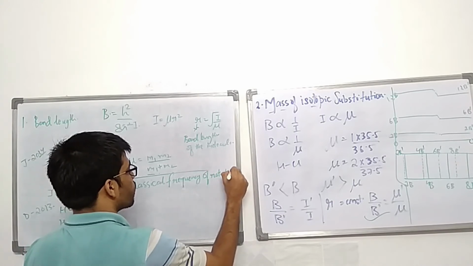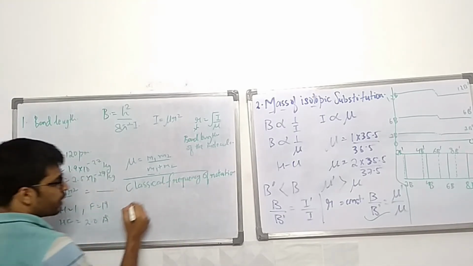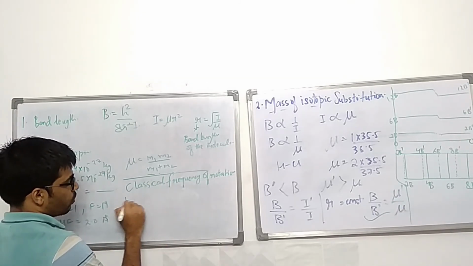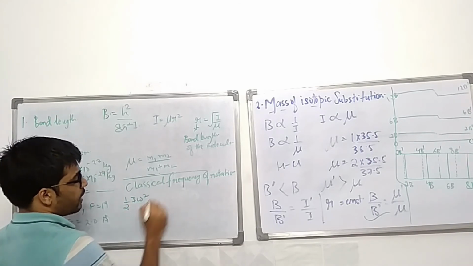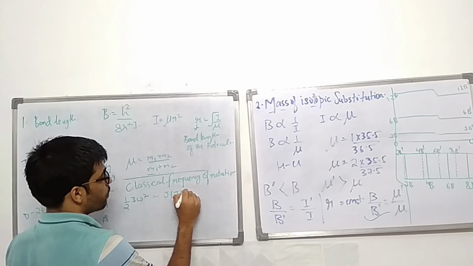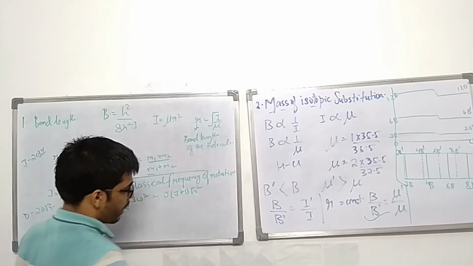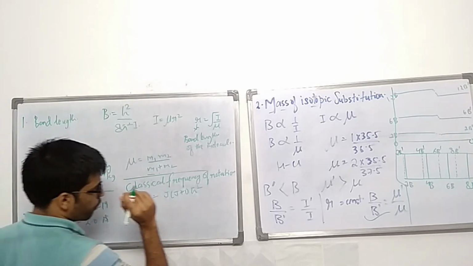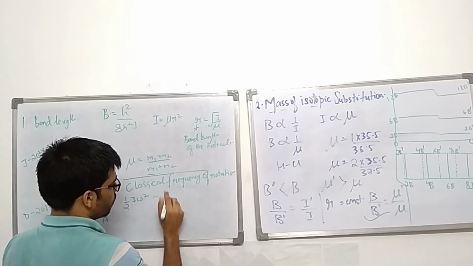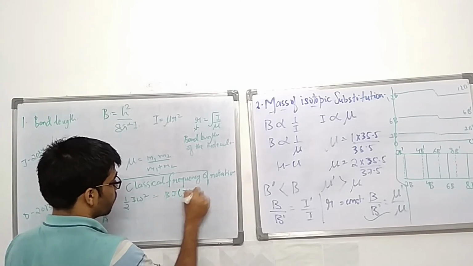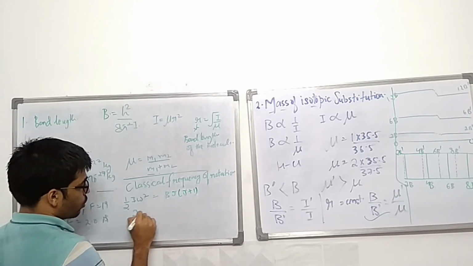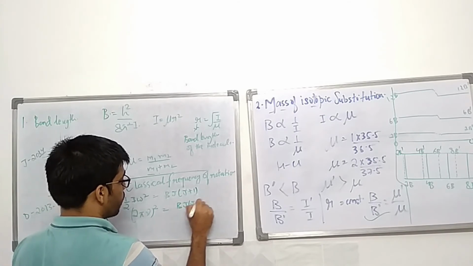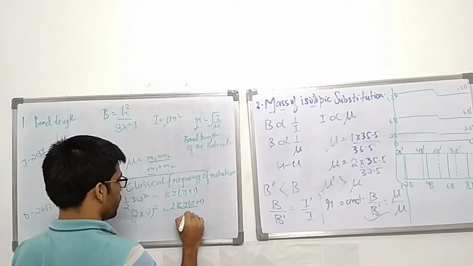And how do you do that? We know that in the classical explanation of rotations, energy is equal to half I omega square, and in quantum it is J into J plus 1 h cross square. No, not this. It is actually BJ(J plus 1). So I can write omega, that is 2 pi mu whole square, is equal to BJ(J plus 1) by 2, here I.